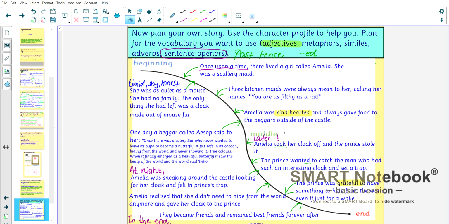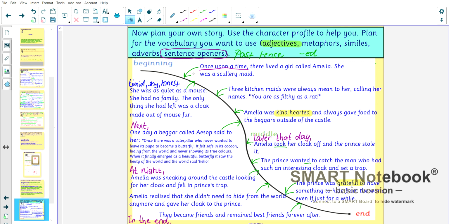Later that day. And put a comma after the sentence opener. And I can always do maybe next when she goes to see the beggar, and I can even do more, but I think that's enough actually for a story. Then did I plan for some metaphors?